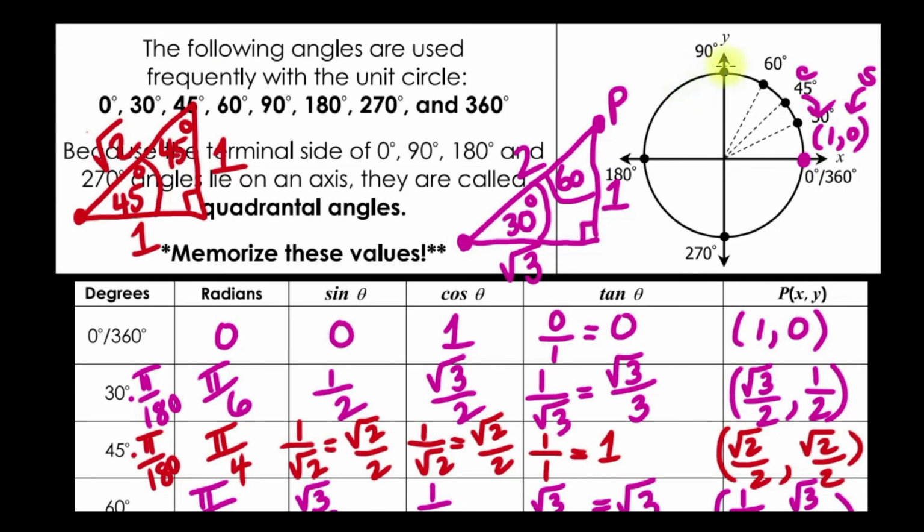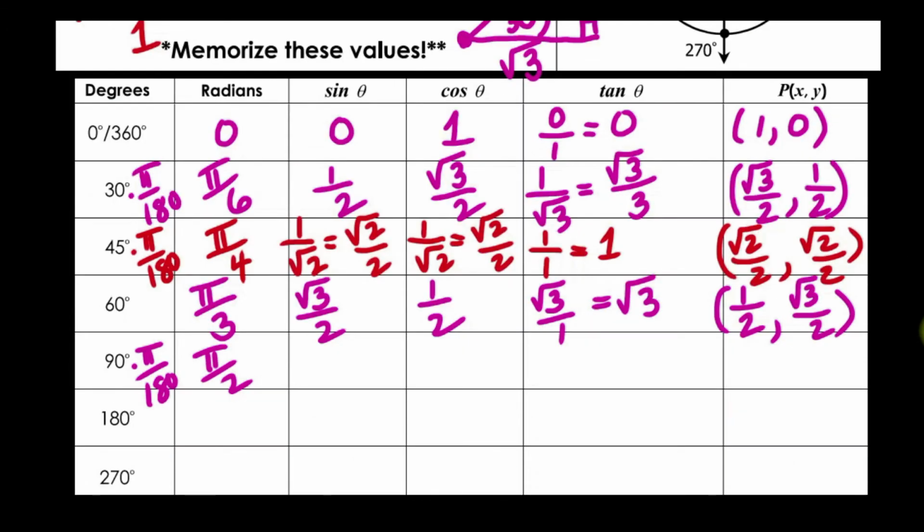So 90 degrees is right here. Okay, so that's 90 degrees. So the point here is going to be what? Well, it's going to be 0 for x, 1 for y, right? Okay, so the x is the cosine, and the y is the sine. What is sine of 90? Well, sine of 90 is 1. What is cosine of 90? So that's going to be 0.